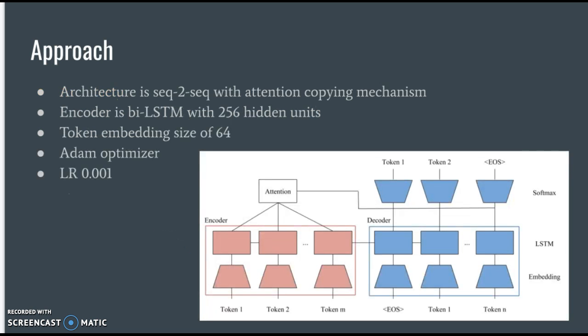So in terms of approach, I've used a sequence-to-sequence architecture with an attention copying mechanism. The encoder is a bidirectional LSTM with 256 hidden units. The token embedding size is 64. And we're using an Adam optimizer with a learning rate of 0.001. And we did some hyperparameter search with all these parameters, and this was actually the best combination of hyperparameters.